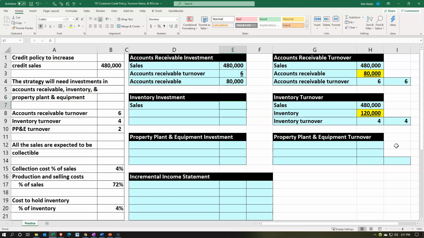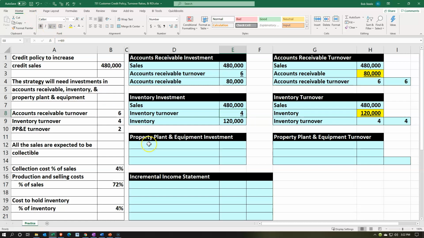Okay, and then we have the 480,000. We're going to be picking up the turnover now, the inventory turnover, which is 4. And then we're going to have the inventory. This is going to be equal to the 480,000 divided by the 4, giving us that 120 once again. Let's underline the 4 by going to the Home tab, Font Group, Underline.